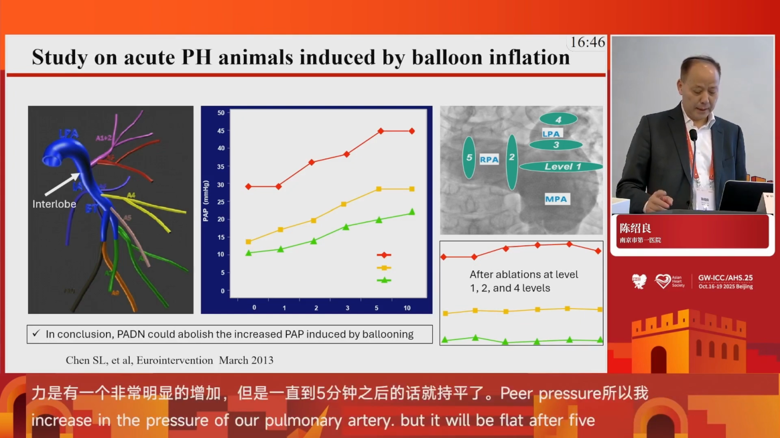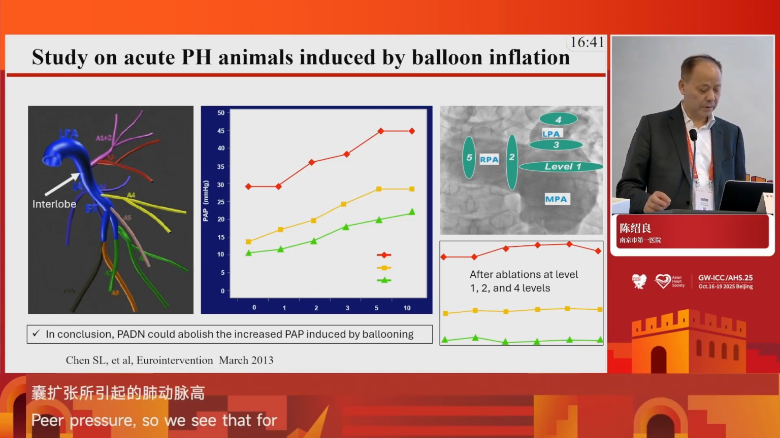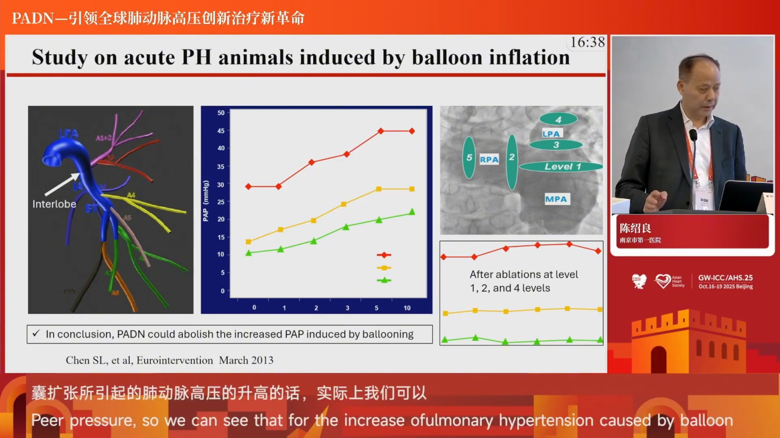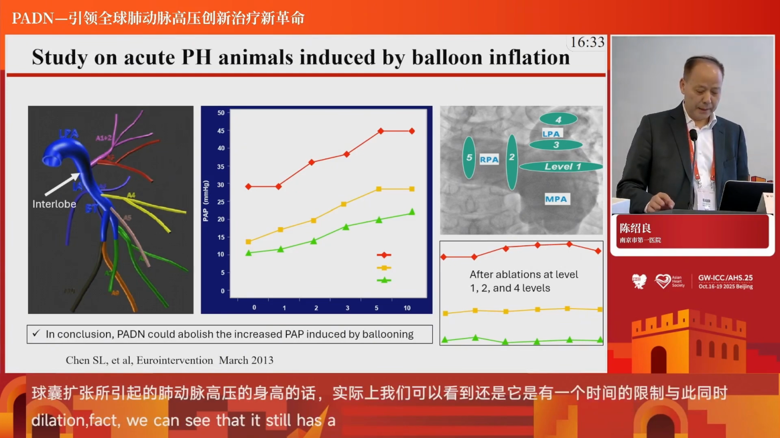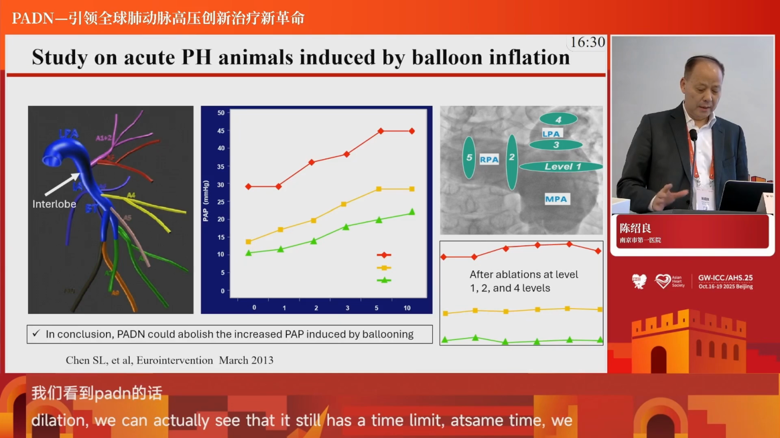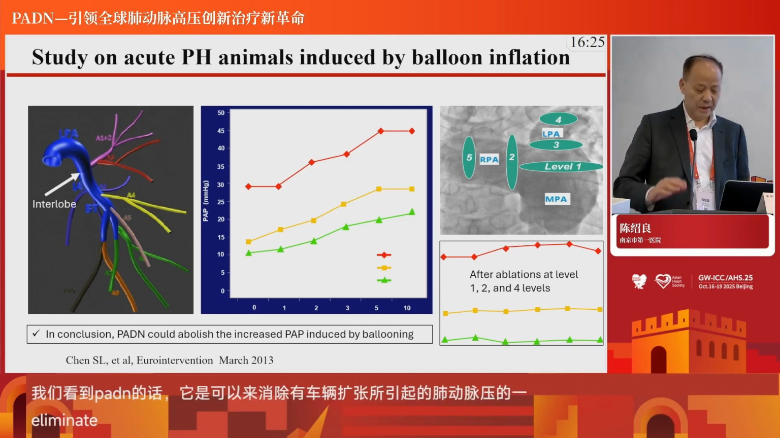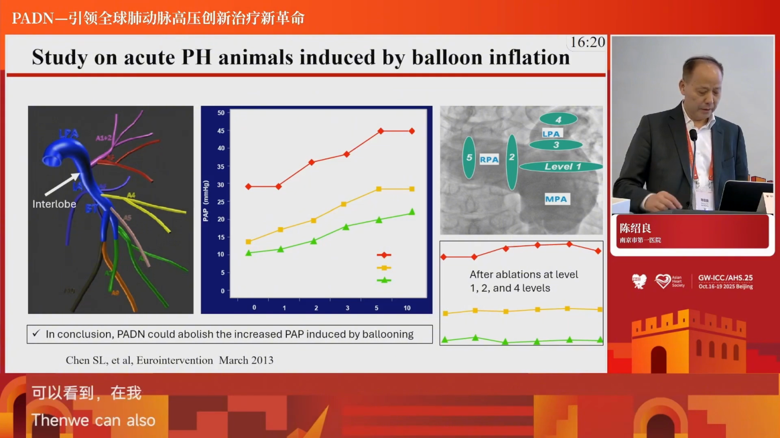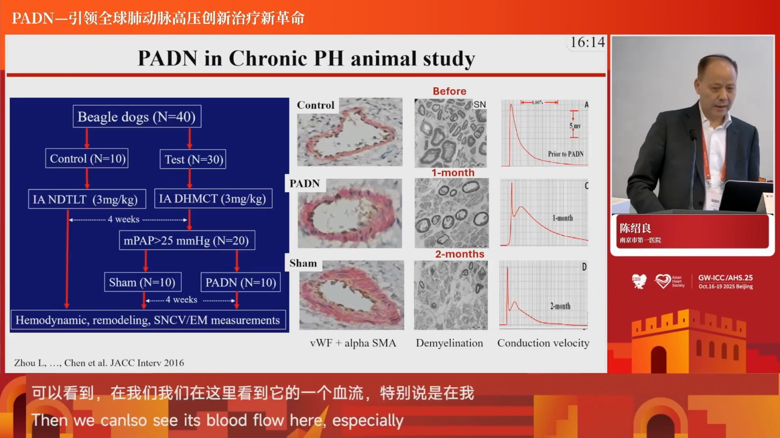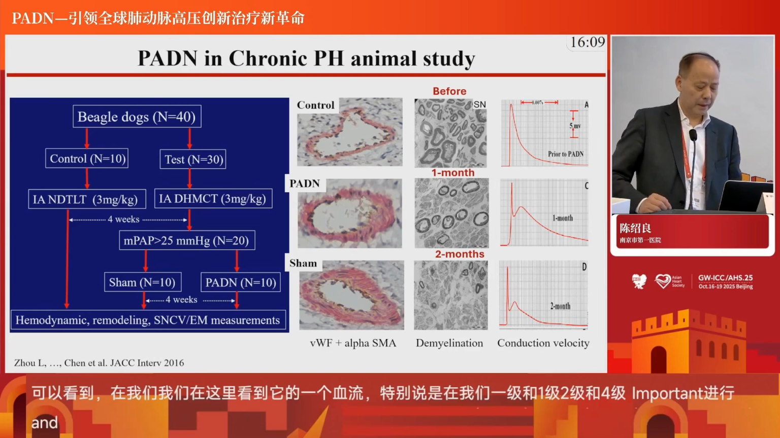But on the other hand, when we localized the balloon at the very distal location, close to the basal trunk, there was no further increase. Simultaneously, we performed PA ablation at levels 1, 2, and 3, which consist of the bifurcation area level. After that, further occlusion of the blood flow did not result in a further increase of the PA pressure. I think this is a very, very important preliminary finding from the acute model.